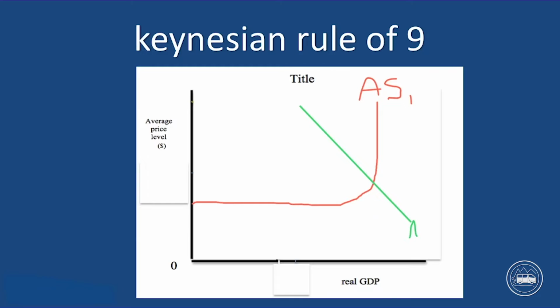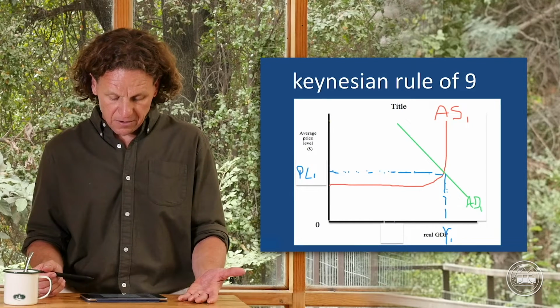This is AD1, okay, which means that the economy is operating at its optimal level of output, and that optimal level of output is represented by the fact that this AD curve, and I'm going to label this Y1, okay, and then we're going to have an average price level of PL1. Okay, and so there it is. There is the Keynesian supply and aggregate demand diagram.